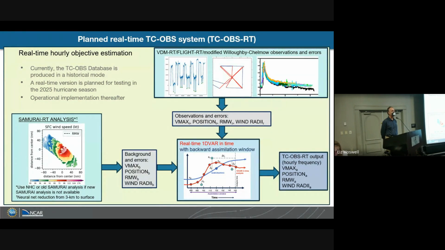And the cool thing is the framework allows you to measure the impact of each observation. So if we have a new instrument, we can compare and see how much this is really affecting the analysis, which is quite cool.